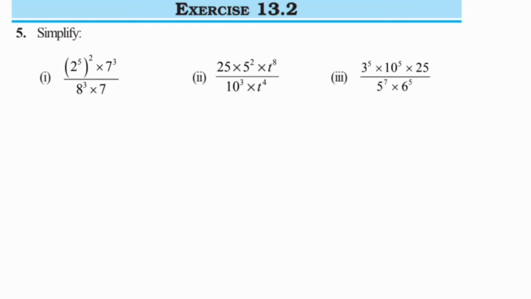Hey everyone, so here I'm doing exercise 13.2, fifth question. I have done solutions for the other questions, other exercises. You can find a link below in the description. So this is the Exponents and Powers chapter from class 7th math.